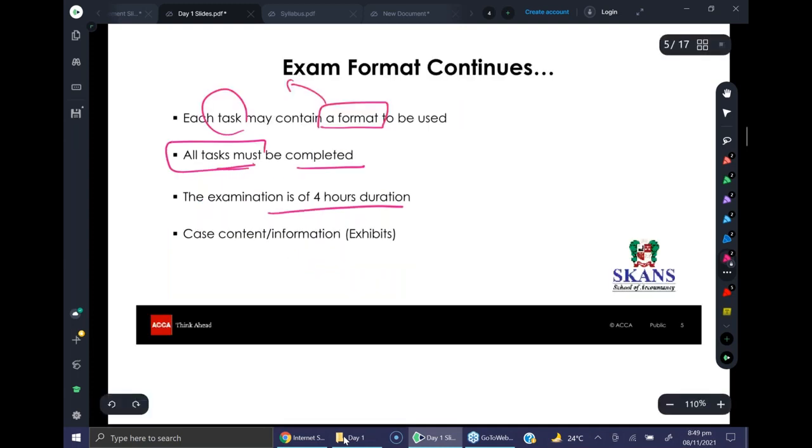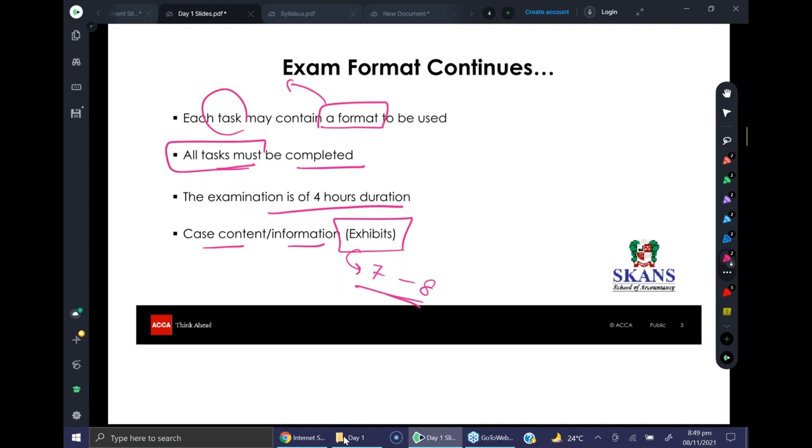Okay, so the case content and information is given in the exhibits. Normally, they can range from 7 to 8 or more exhibits. Every exam attempt may have a different number of exhibits. So what are exhibits in simpler words? Exhibits is the case study information presented in very, what should I say?